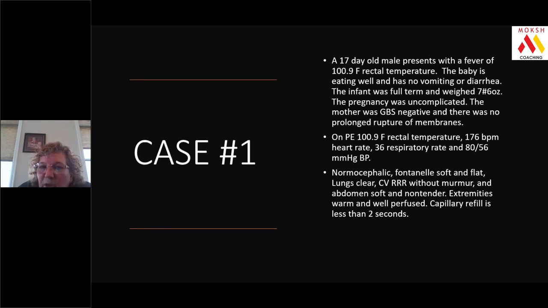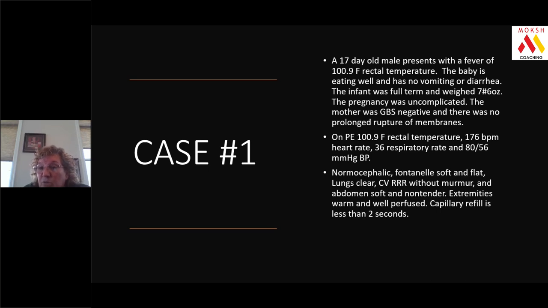100.4 rectal. So any temperature over 100.4 rectal is a fever. So this child has 100.9. So he's truly got a fever. Baby is eating well and has no vomiting or diarrhea, was full term, weighed 7 pounds, 6 ounces, no pregnancy complications. Mother was GBS negative, group B strep negative, and there was no prolonged ruptured membranes.